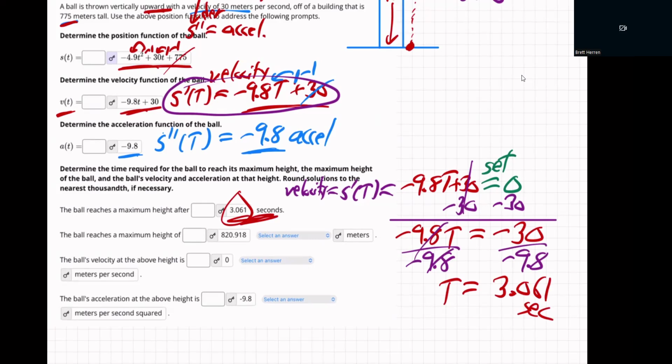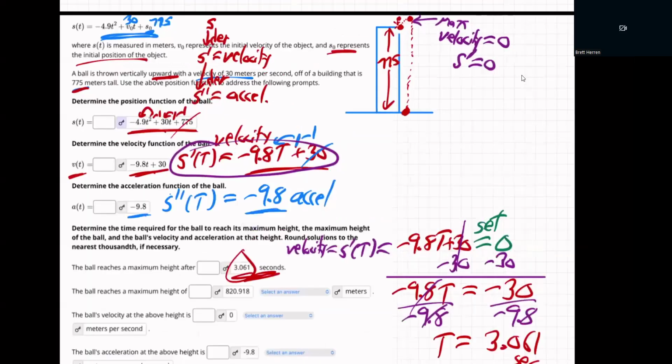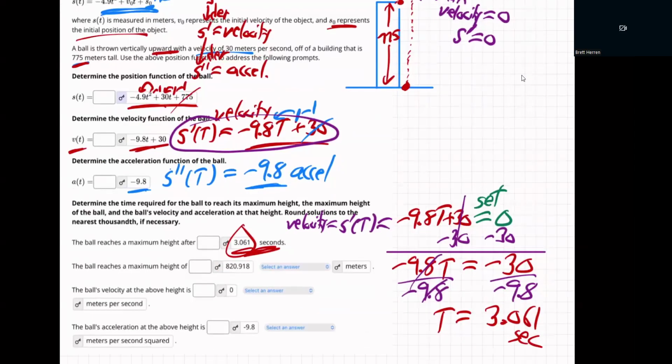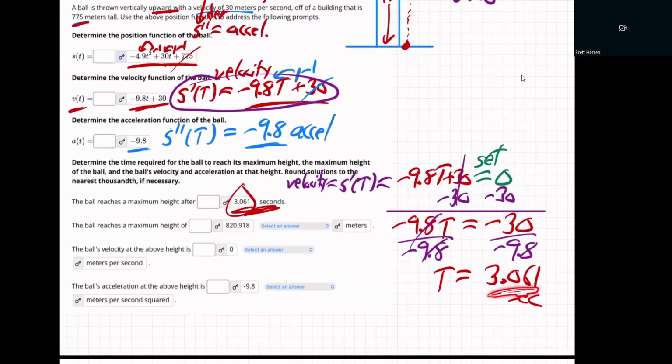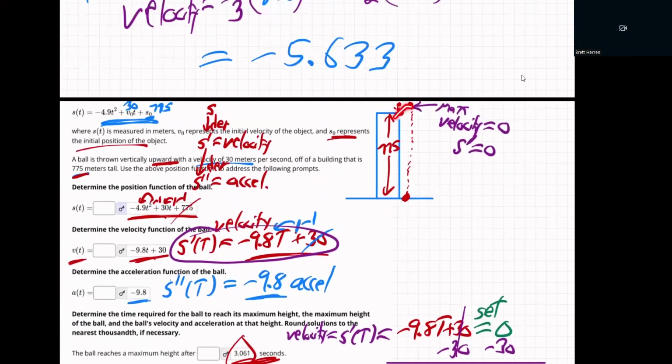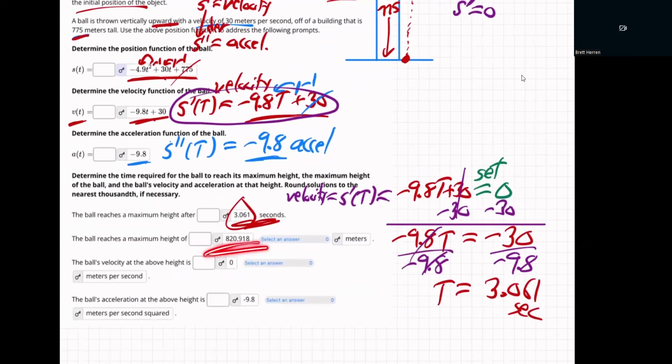Interesting. These are actually true numbers. This is the true gravitational force. And if a ball really was thrown upwards with an initial velocity of 30 meters per second off the top of a building, it would reach its max height in 3.061 seconds. Okay. And what is that height? So that's how many seconds it takes to get to its highest point. And what is that maximum height?